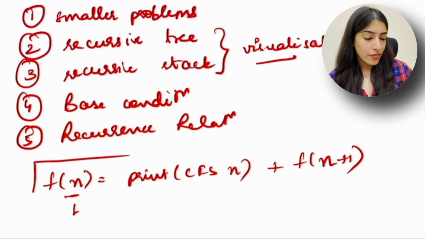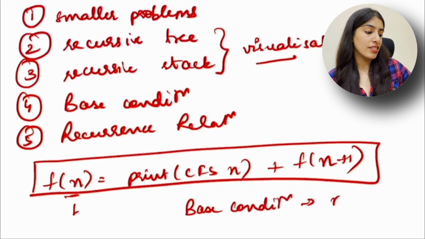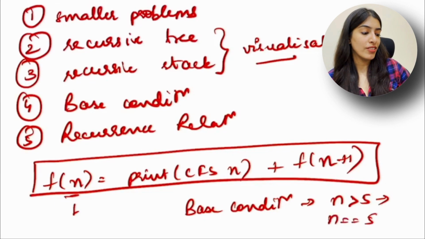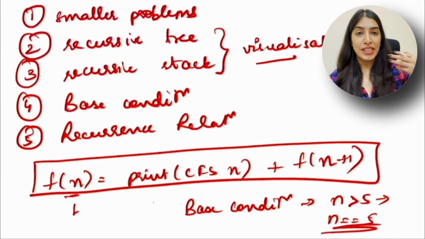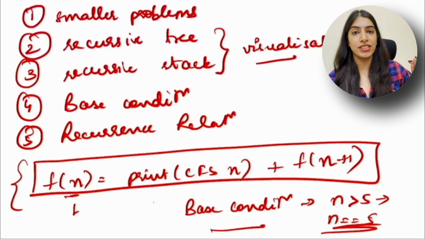And after this, you have to also tell the base condition. That is, where are you going to stop? That is, when n is greater than 5, you will stop. Or when n is equal to 5, that is your last condition. So basically, whenever someone asks you what is your recurrence relation, basically how your recursive function is going to look, you can tell in one line itself by this, and you will tell your base condition.